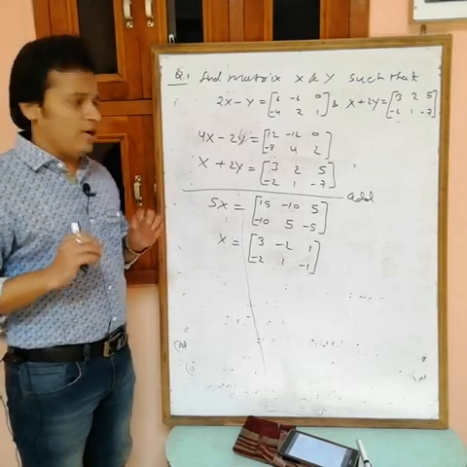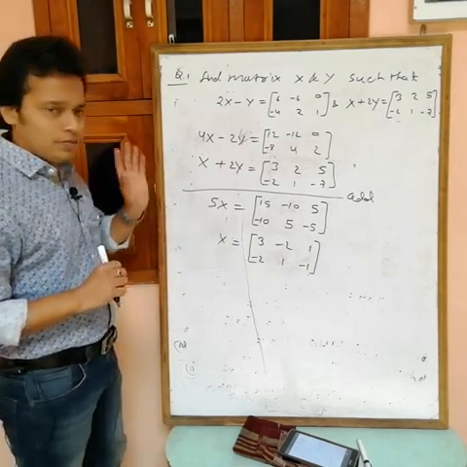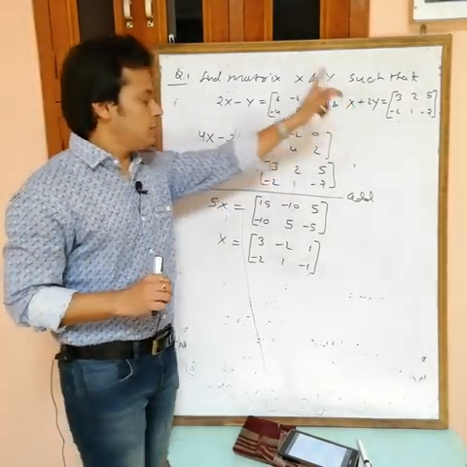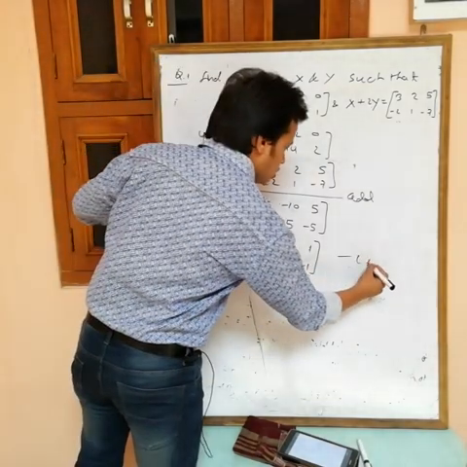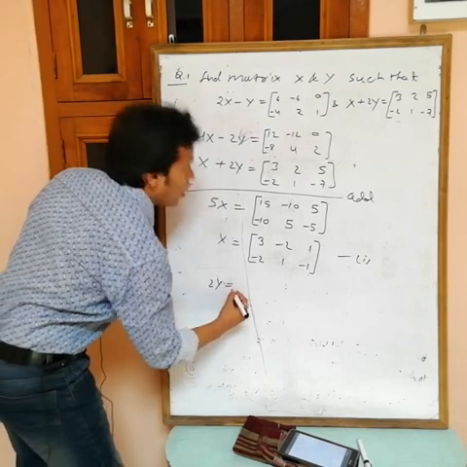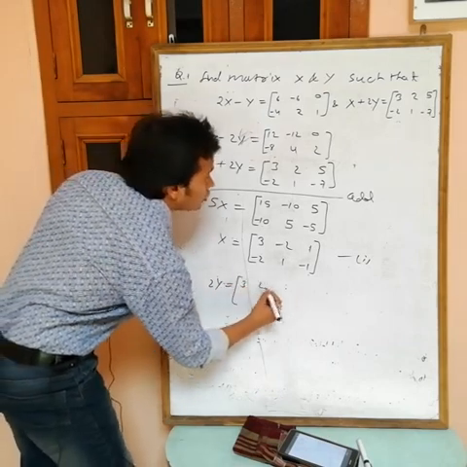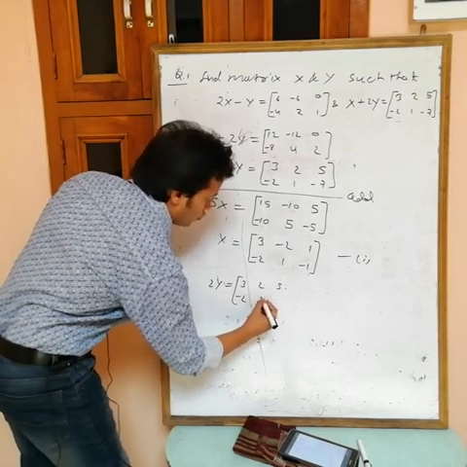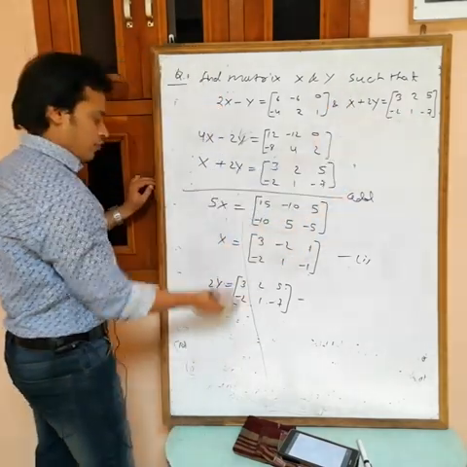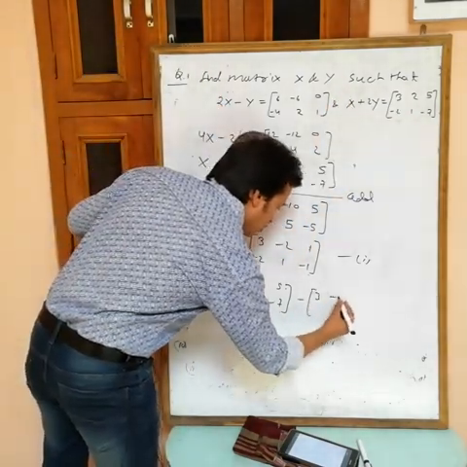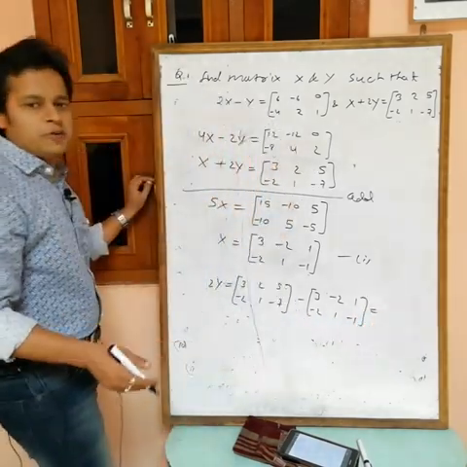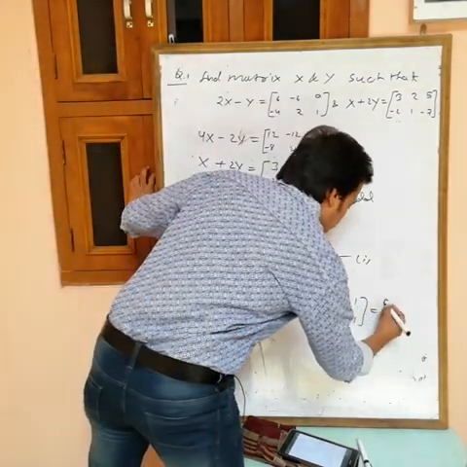Now what do you want? Y. Put X in any equation to get Y. If you put X in this one, equation number 1, then 2Y is equal to [3, 2, 5; -2, 1, -7] minus X. 2Y equals this one minus X na. The value of X is [3, -2, 1; -2, 1, -1]. Okay, subtract. How to subtract? Subtract corresponding elements. So what are we getting?